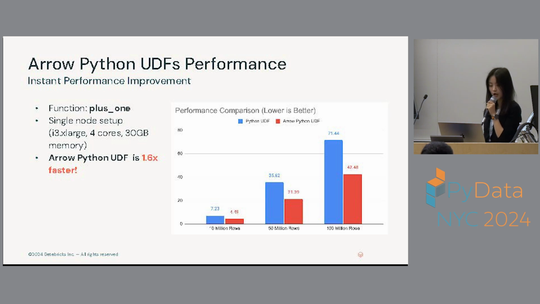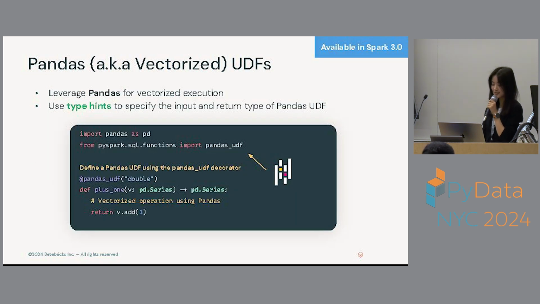Okay, so note that Arrow Python UDF still executes row by row on the Python worker side. So can we do even better here? The answer is yes, and it's with pandas UDFs. This is actually not a new feature. It was presented at the same conference back in 2017, so it's 7 years ago.